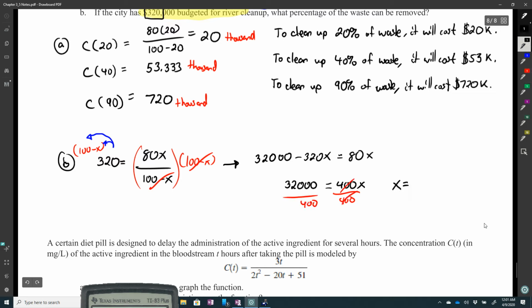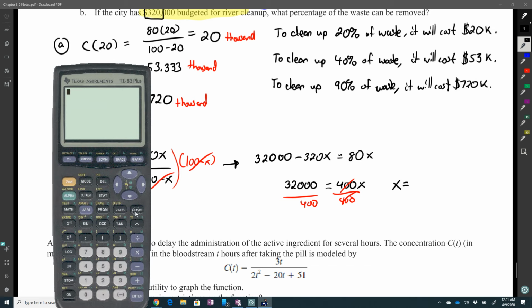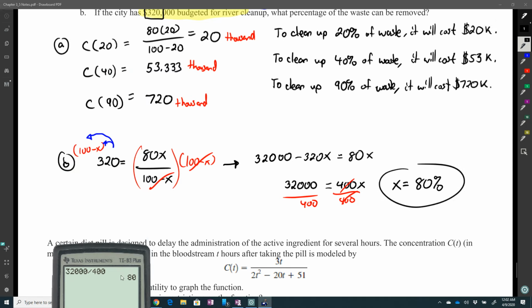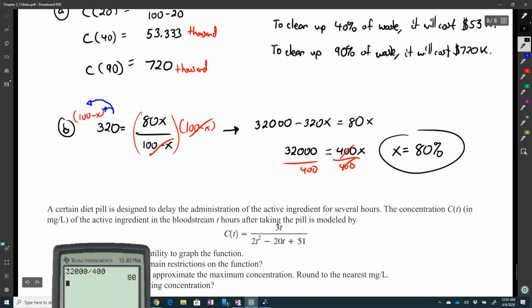So I have x is equal to, and then you bring up your calculator. My brain is completely off right now. 32,000 divided by 400, so 80. So if you have a $320,000 budget, you can clean up 80% of the river. And we make that a sentence.